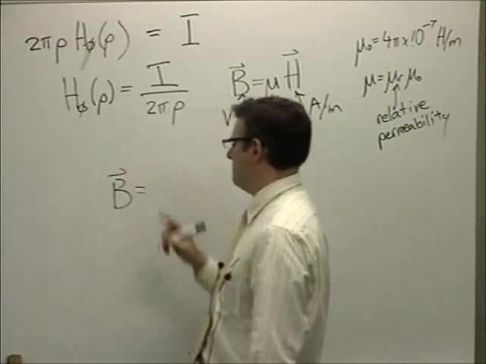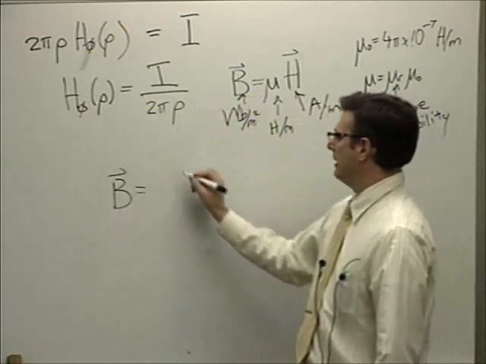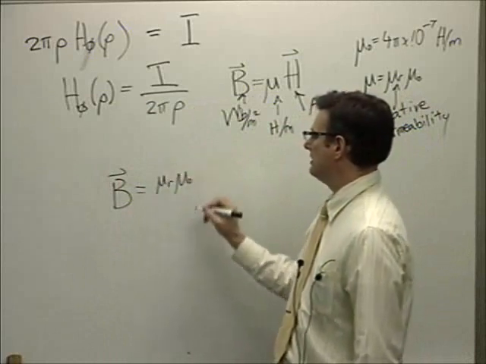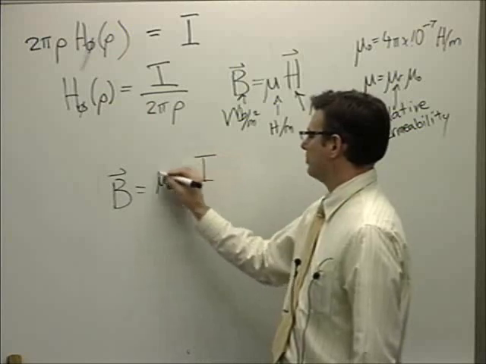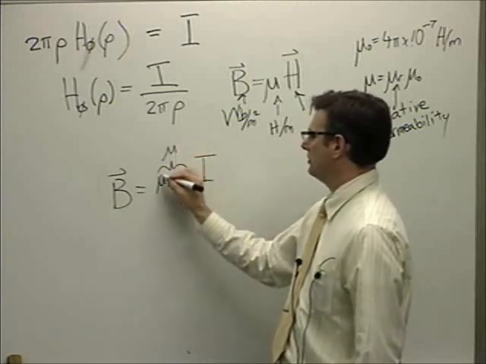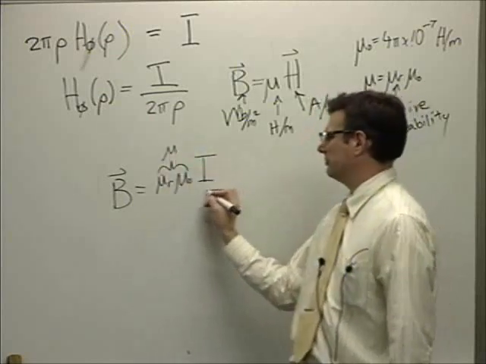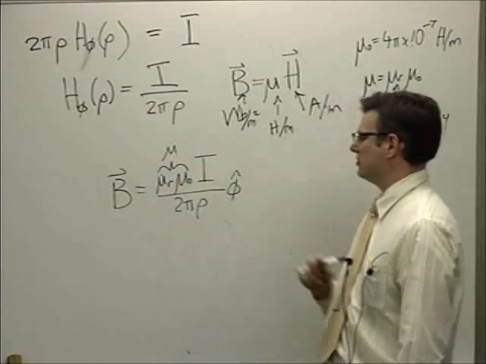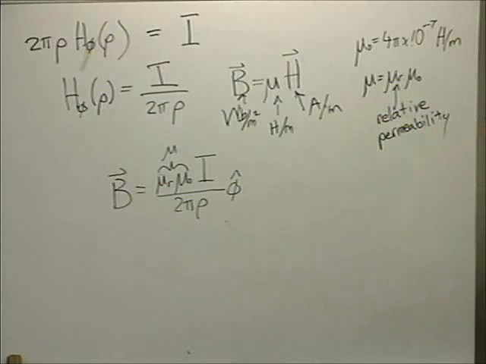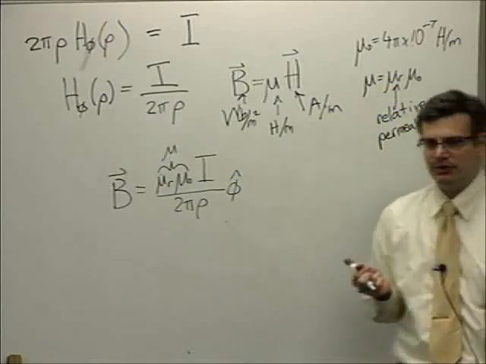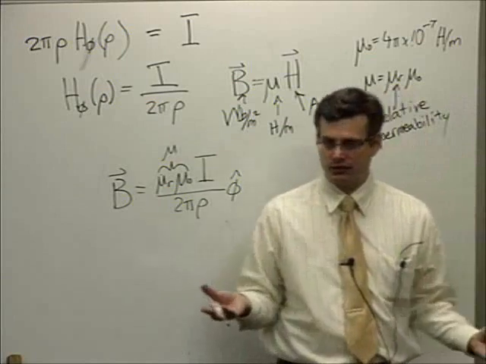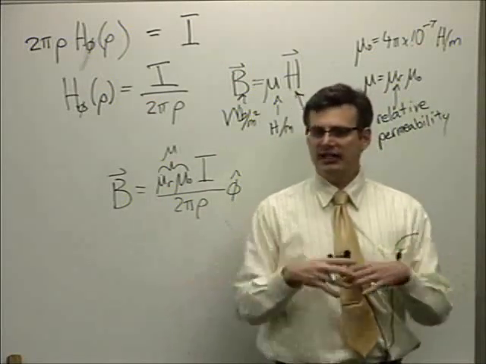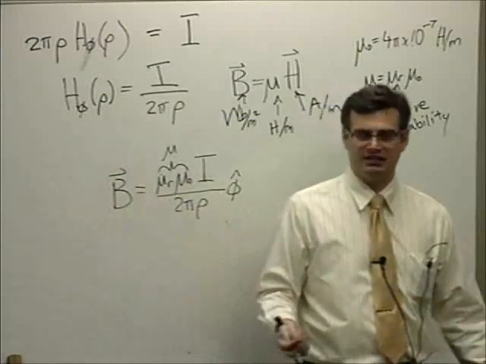So in that case, B, in this instance, is going to be mu r times mu naught I, and of course this is my mu, collectively these two multiplied together, over 2 pi rho, and this is in the phi hat direction. That's flux density, Webers per meter squared. I need to make a flux integral over an area between the two conductors that tells me what's the total amount of flux in this scenario.